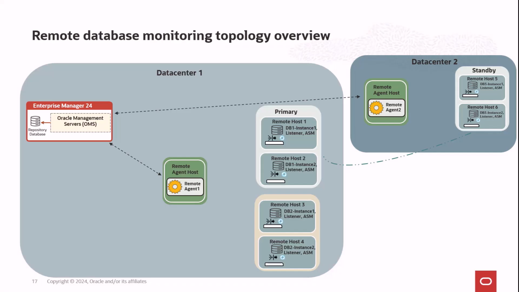Thanks, Umesh. Before we discuss target discovery, let's first get an overview of the end state for monitoring your database targets using the remote agent. Let's say you have these databases monitored in EM. Some of your databases are in one data center, and you have other databases in a second data center. In addition, let's say you have your primary database and its ASM and listener targets in your first data center and its standby in a second data center.